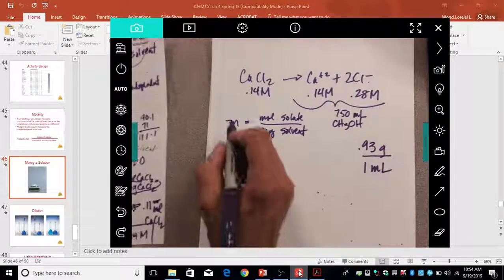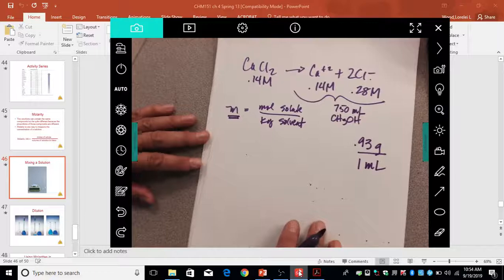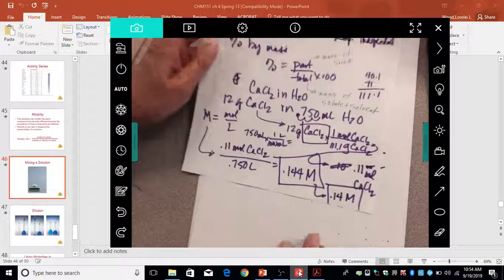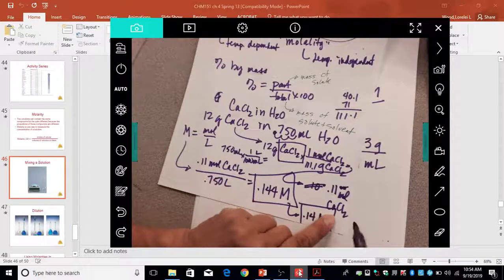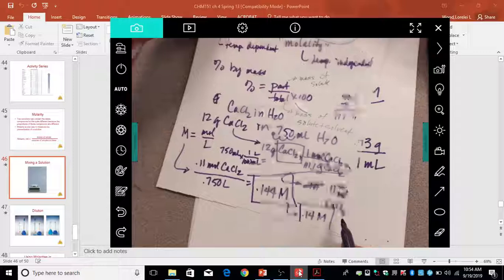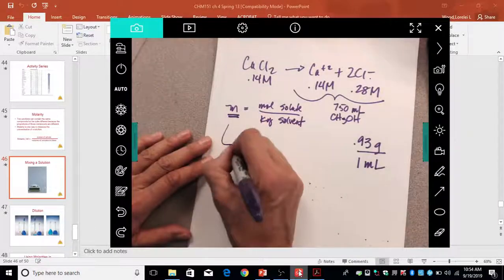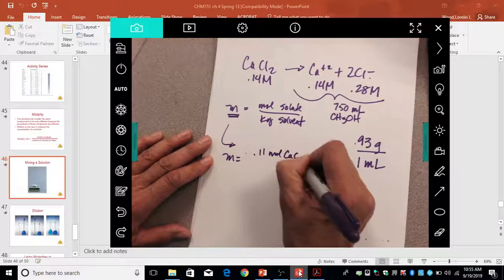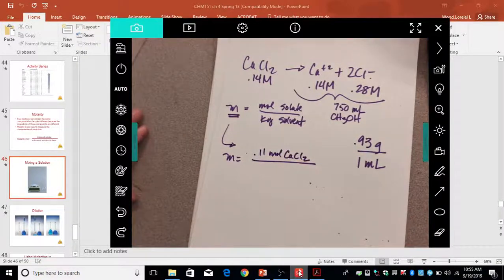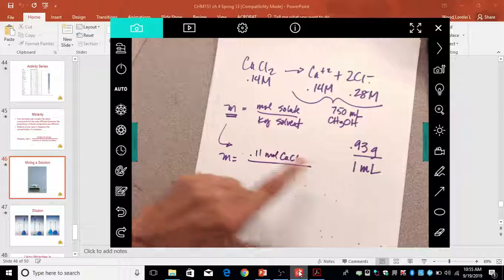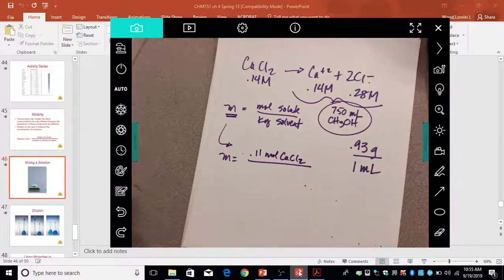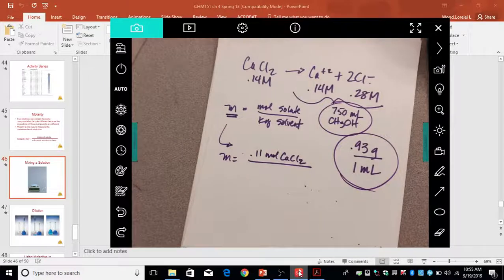So, if molality is our definition, and we want to get moles of solute, I think we already figured that out, didn't we? Don't we already have moles of our solute? Okay, so we can just use that, 0.11 moles of the calcium chloride, so molality is 0.11 moles of the calcium chloride. But now we need kilograms of our solvent, and if our solvent is 750 mL of this stuff, what am I going to do with that information?